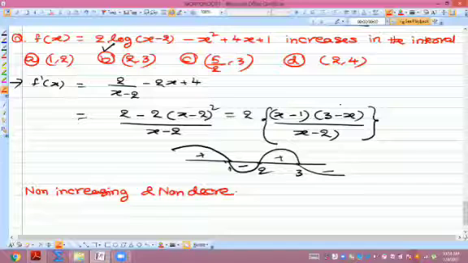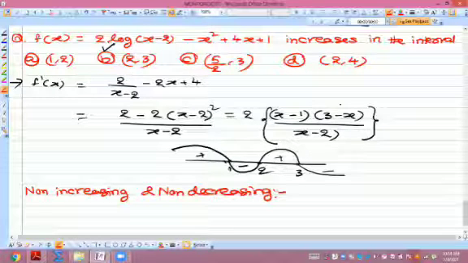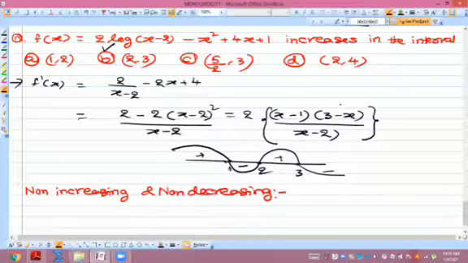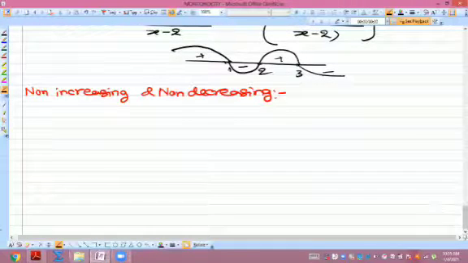Okay, actually, with this it will be clear to you. Once write this one, non-increasing, non-decreasing. I'll have to keep this heading: non-increasing, non-decreasing.